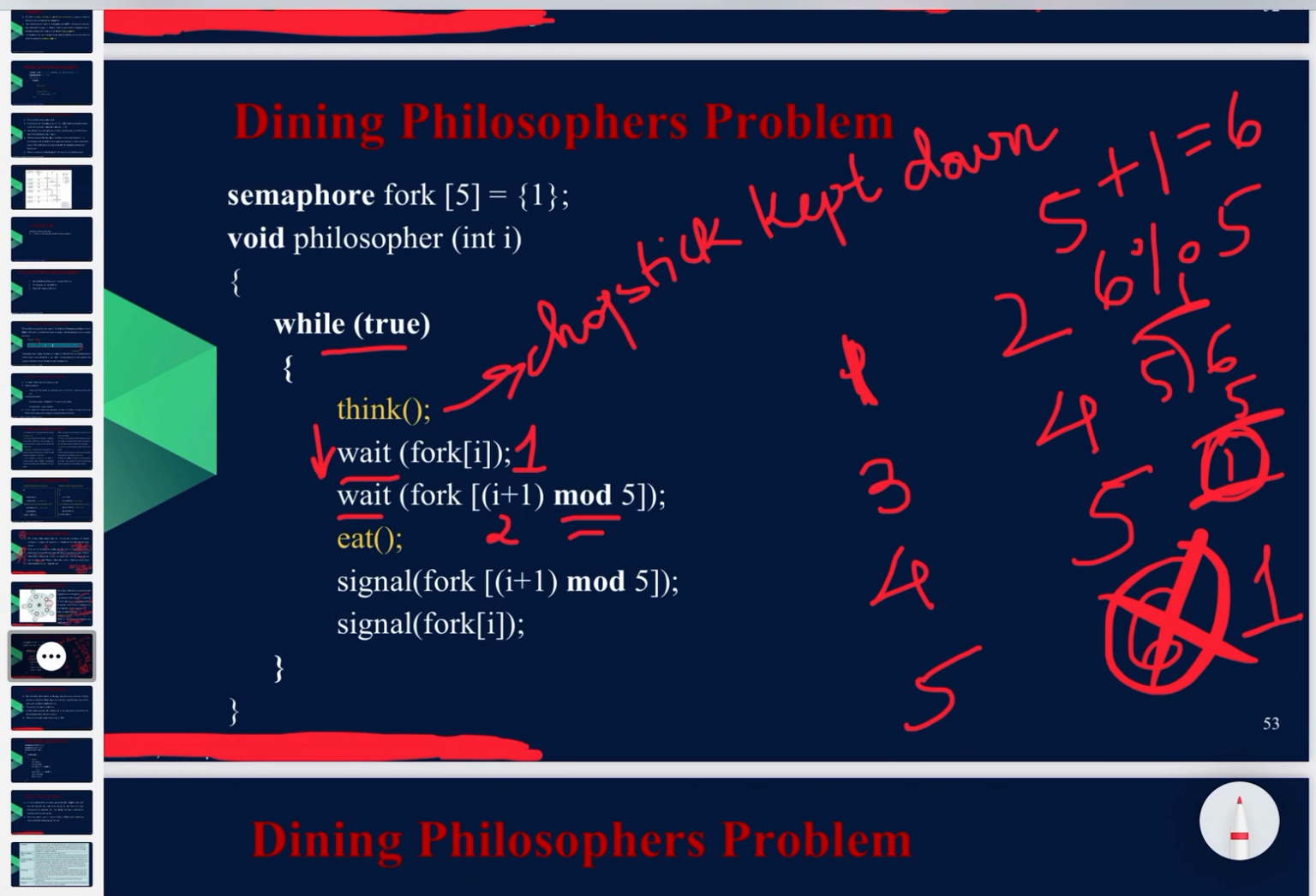So we always perform a mod operation with the second wait. So wait(fork[i]), that is 1, and wait(fork[(i+1) mod 5]). What will it do? It will now eat, because now it has grabbed 2 chopsticks. The philosopher will eat. Once the philosopher has eaten, it will place the chopsticks down again: signal(fork[(i+1) mod 5]) and signal(fork[i]). So first it will place the first chopstick, then it will place the 5th chopstick.